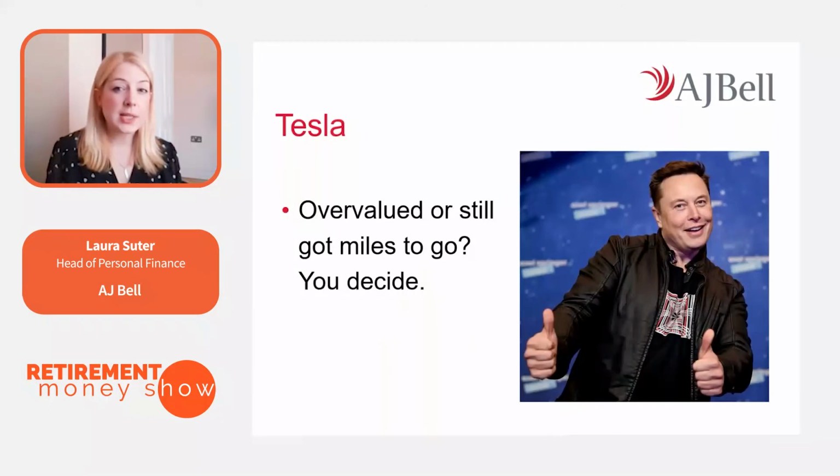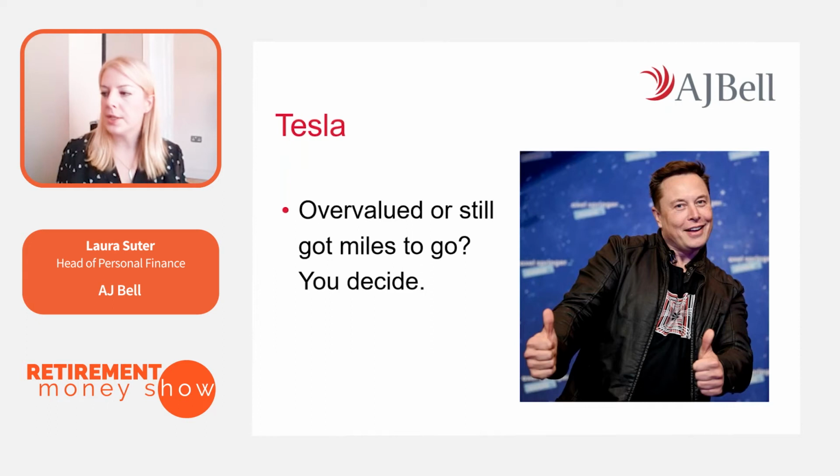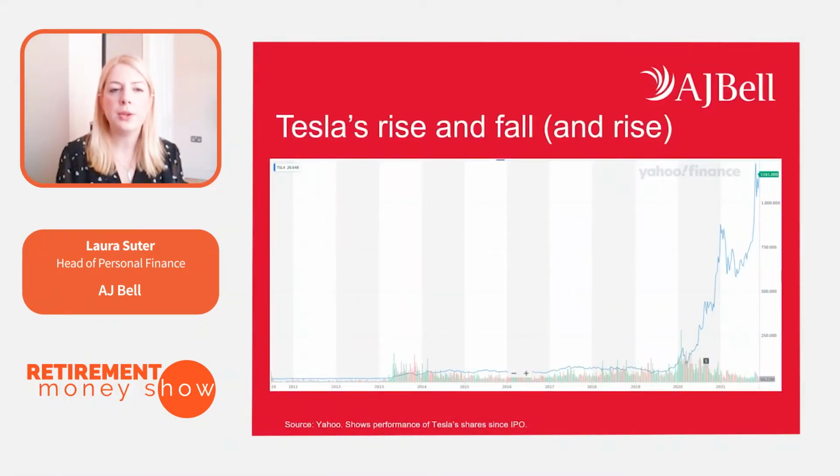I thought we'd look at another slightly more topical one. Tesla, the motor company, electric vehicle company. Lots of people think it's overvalued now. Lots of people think it's still got miles to go. I'm not necessarily going to cast a judgment on that. That's for you guys to decide as investors, but I thought it would be useful to look at its rise and its fall and then its rise again. This chart shows the performance of Tesla's share price since IPO, and you can see it ticks along at the bottom for a while and then soars up.